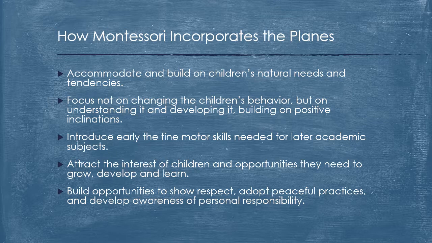Introduce early the fine motor skills needed for later academic subjects. So we focus a lot on the pincer grasp, which will help later on translate into a pencil grip. Attract the interest of the child and opportunities they need to grow, develop, and learn. So again, the activities that we're introducing, we want to make sure that they're interested in it, and that way we give them plenty of opportunities to continue to repeat those activities. And of course, we want them to adopt a peaceful practice, develop awareness of personal responsibility. I think that's the goal of most parents for their children, to grow into respectful and responsible adults, and we can teach that from infancy.